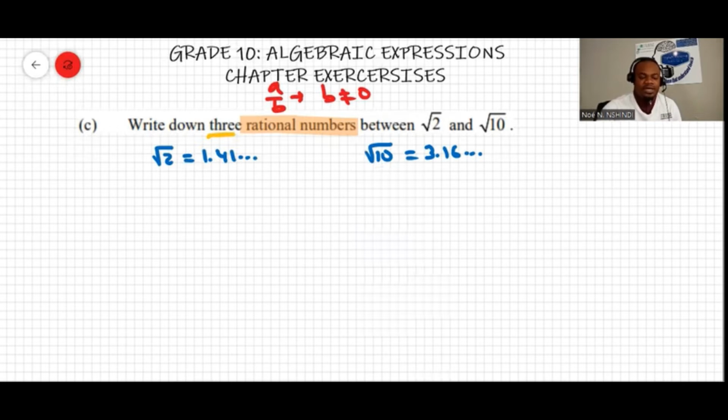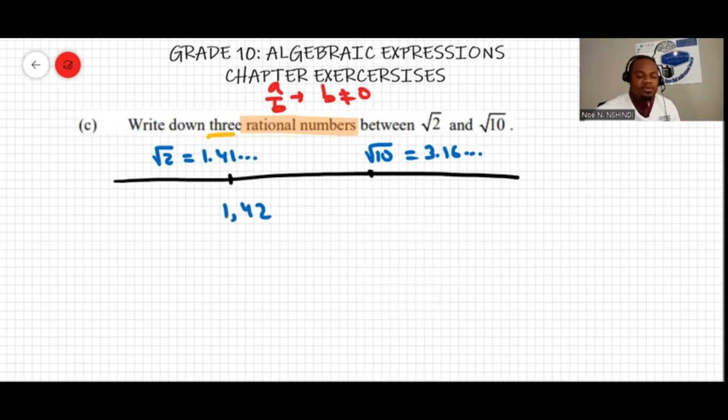So I can take any numbers on a number line. Let's say this was a number line, where square root of 2 is there and then square root of 10 is there. I can pick any number here. I can take a number like 1.42, for instance, because it's here. I can take a number like 2, and I can also take 3. Easy that way. Note that this is finite, not continuous. So I just take 1.42, 2, and then 3, and then I stop there. They're all rational numbers.